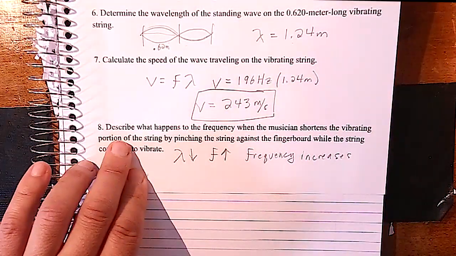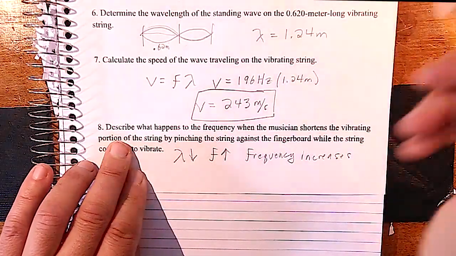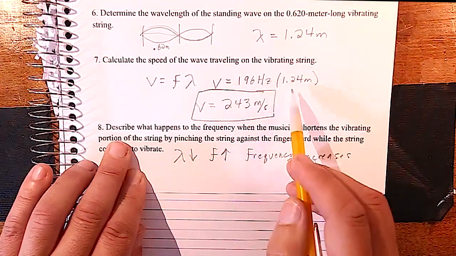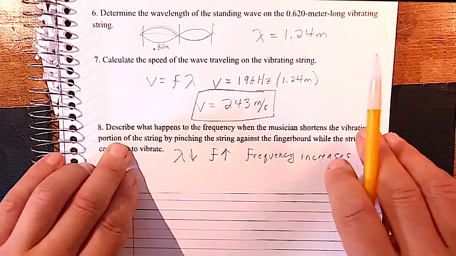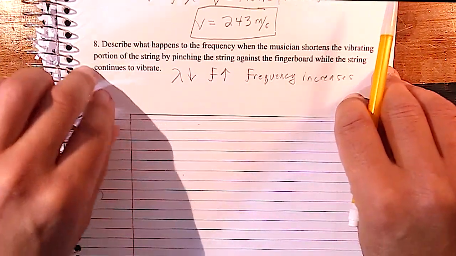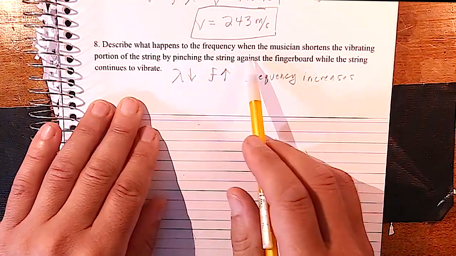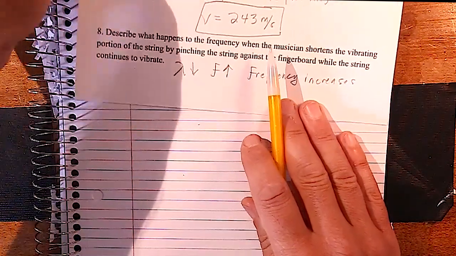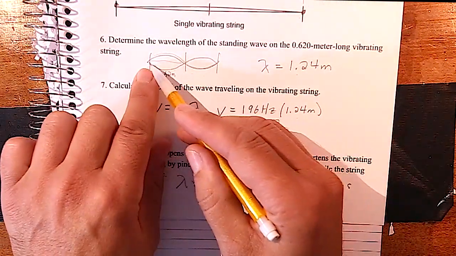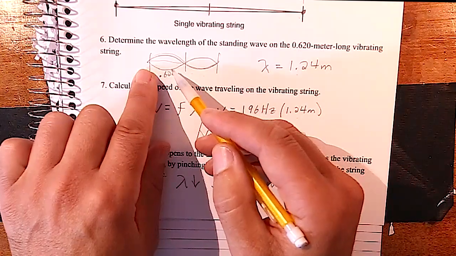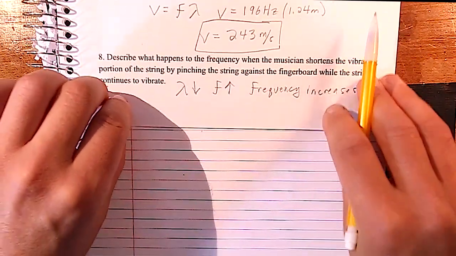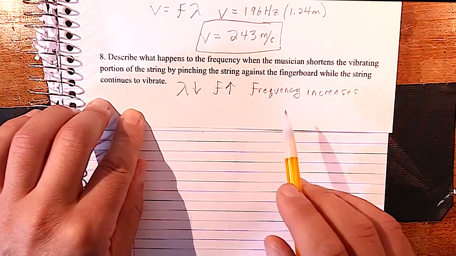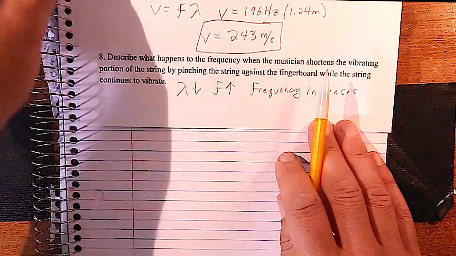And the next part says, calculate the speed of the wave. Well, that's just V equals F lambda. They gave us the frequency. We figured out the wavelength. Just multiply those two numbers. And then lastly, describe what happens to the frequency when the musician shortens the vibrating portion of the string. Well, if they shorten the string, that's going to make the wavelength go down. If the wavelength goes down, then the frequency is going to go up. We haven't changed the medium, so the velocity of the wave has to stay the same.